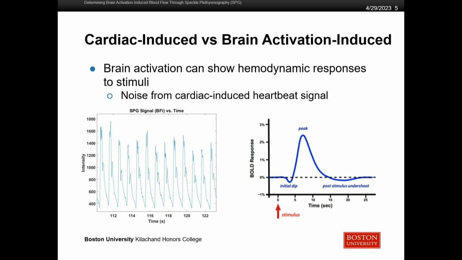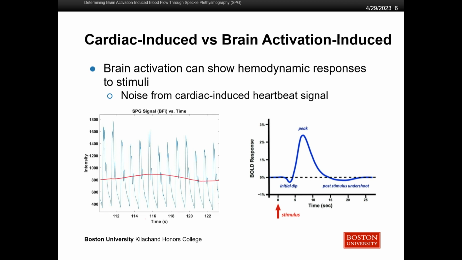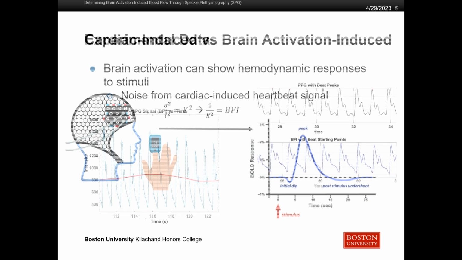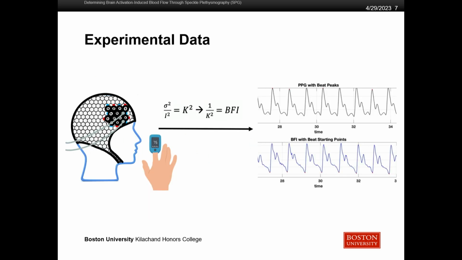Now, if we were to look at that same graph on the left, it would look something like this. There is very little change in the brain activation-induced blood flow in the raw data because of how much smaller it is than the amplitude of the raw data. So if there was a change or shift, you would never be able to see it. For our project, we wanted to remove this cardiac component to just look at those small shifts in brain activation-induced blood flow. To do this, we collected SPG data from the brain and PPG from the finger and converted that to our raw data.